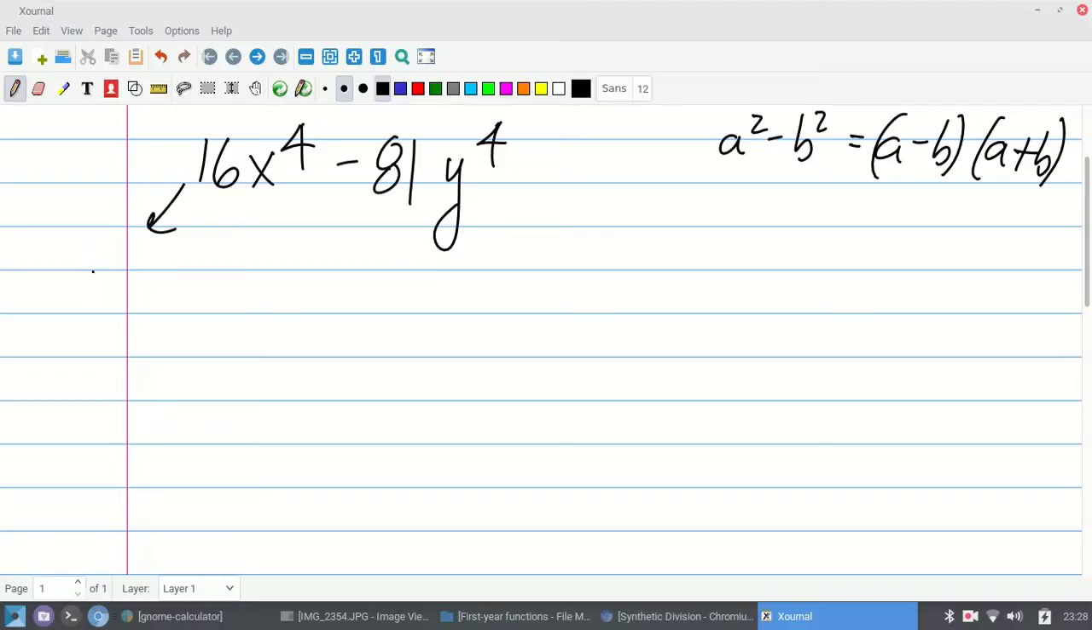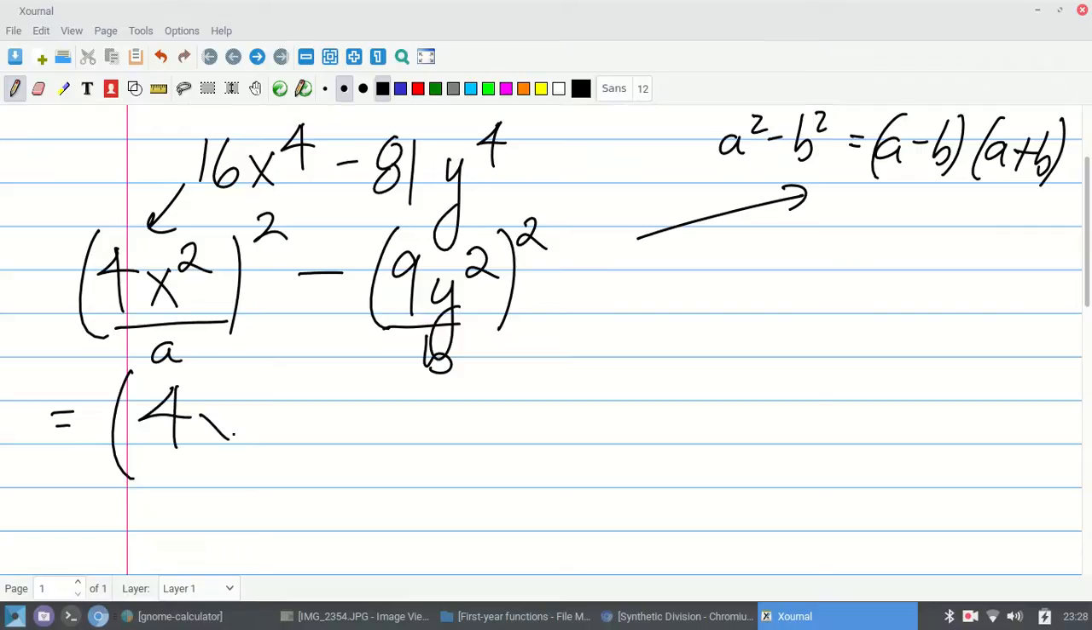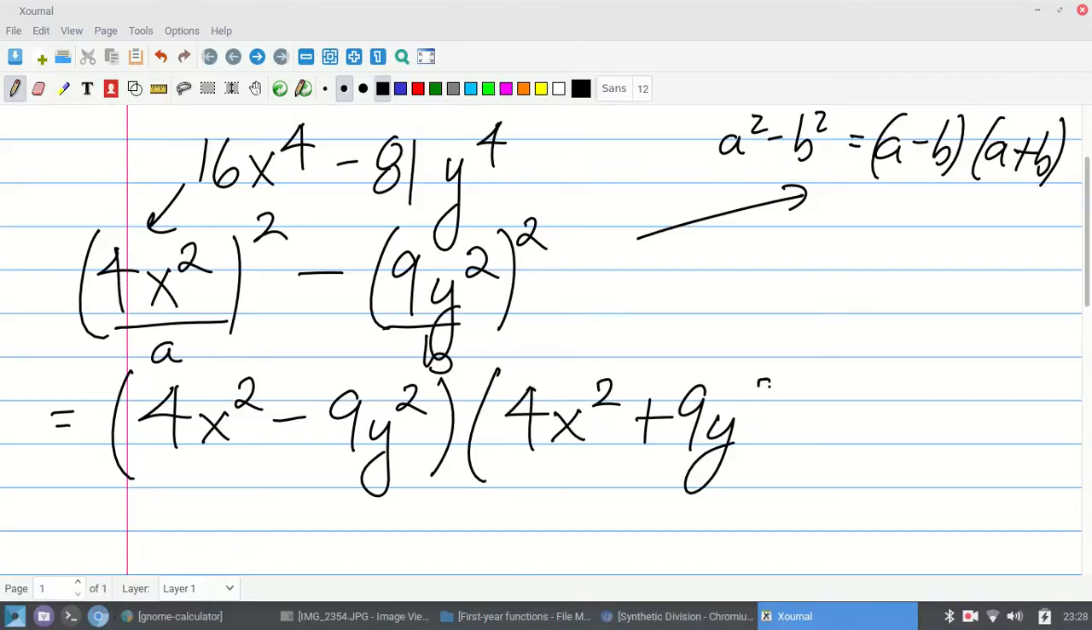Here's how I can write it as a difference of squares. Watch this. The square root of 16 is 4. The square root of x to the 4 is x squared, right? Meaning if I squared x squared, I would get x to the 4. So that first term can be written like that. And then this guy can similarly be written like this. Okay? So using my formula, this is a, this is b, and so my brackets would be 4x squared minus 9y squared, okay, times 4x squared plus 9y squared.